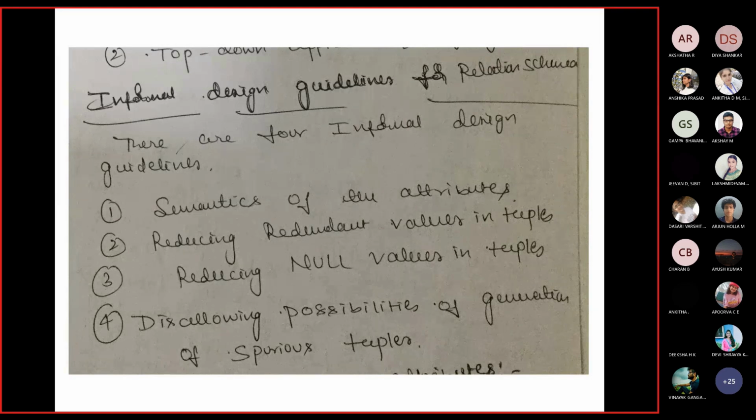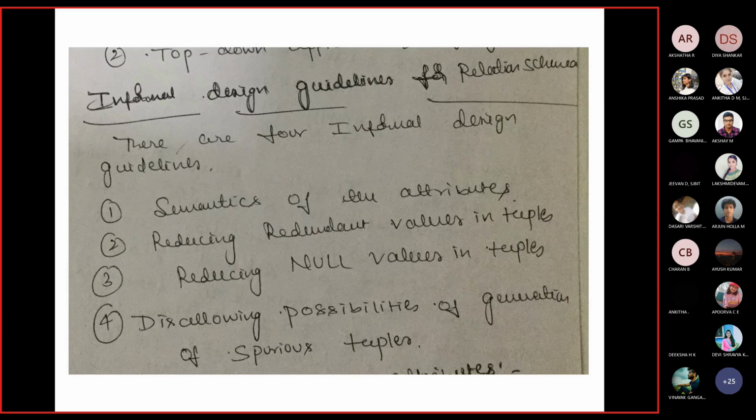So what guideline should we follow to provide the semantics of the attribute? Guideline 1 is: design the relational schema in such a way that you do not combine multiple attributes from different entity types to form a single relation here. That means, to provide the semantics of the attribute, I should follow one guideline here.